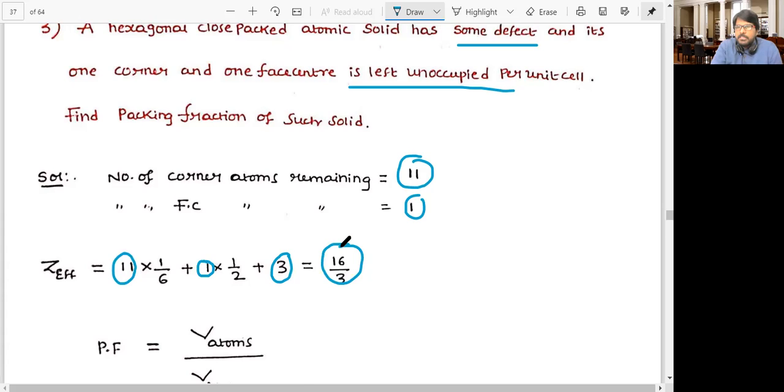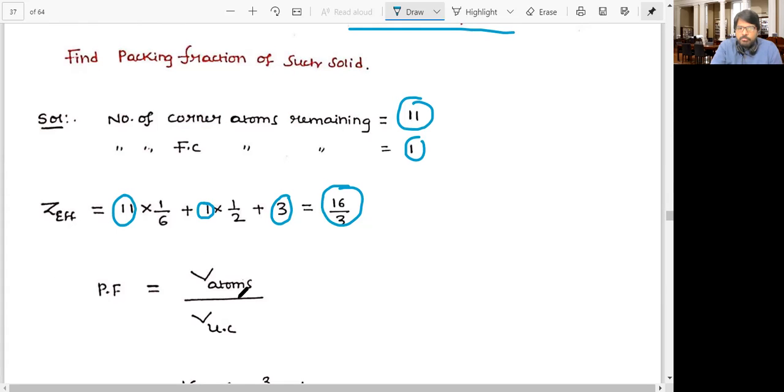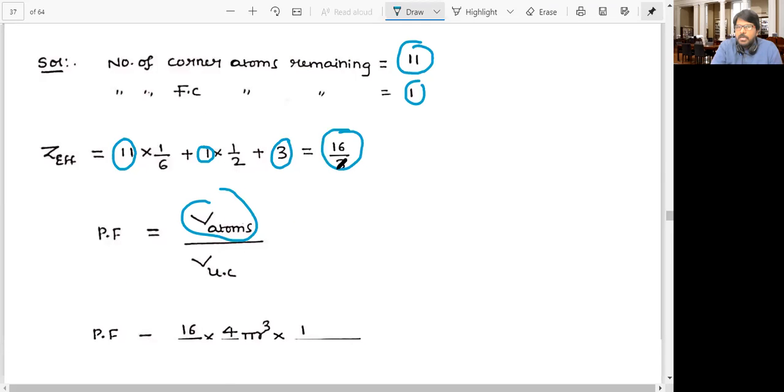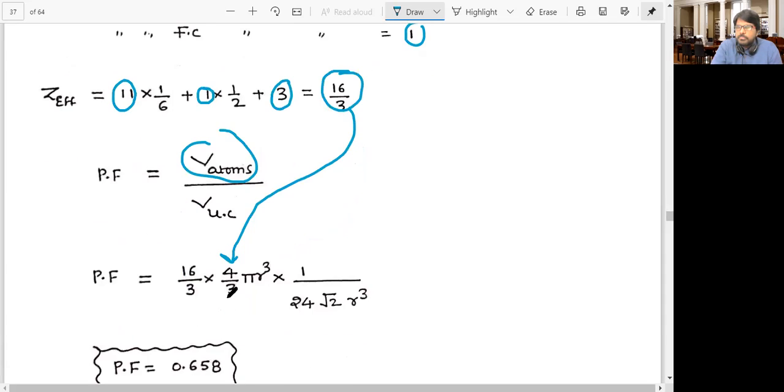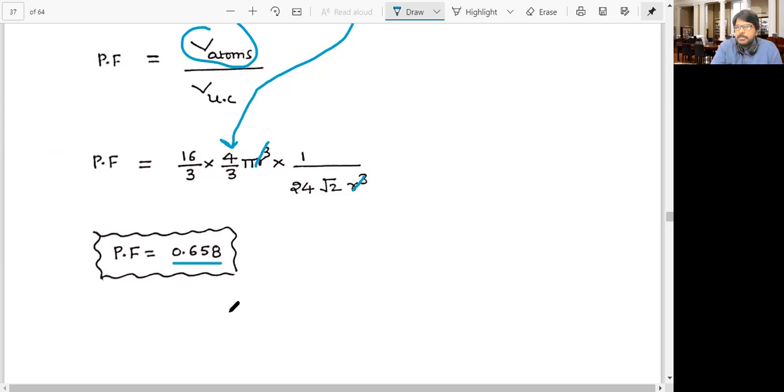And what is packing fraction? Volume of atoms by volume of unit cell. How many atoms are present? 16 by 3. What is the volume of each atom? 4 by 3 pi r cube. Volume of the HCP unit cell, 24 root 2 r cube. So r cube cancels, and if you simplify, you'll get 0.658. If everything is proper, without any vacancy, what is the packing fraction of HCP? 0.74. Because of the missing of one atom from the corner and one from the face center, the packing fraction is reduced to 0.658.